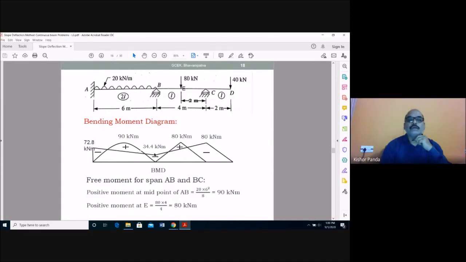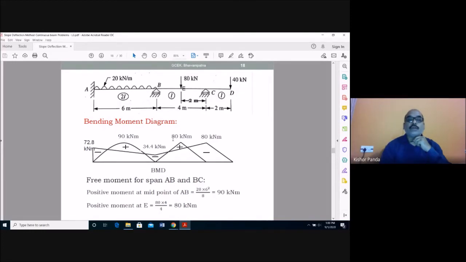So this is the negative bending moment diagram. Due to this UDL, the free moment for span AB and BC, the positive moment at the midpoint of AB, is WL square by 8, that is 20 into 6 square by 8, which is 90 kilonewton meter. So here the ordinate is 90 kilonewton meter.